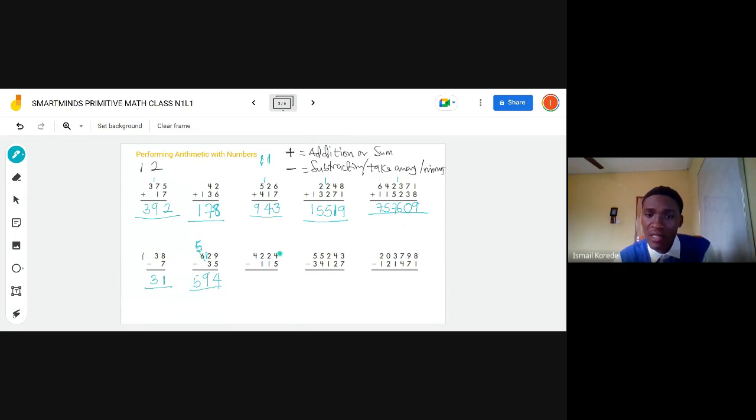So let's check for this. 4 minus 5 is not possible, so I have to borrow. I have 4 things. I can't remove 5 from 4, so I have to borrow from the next digit. So I'm going to borrow 1 from 2. So 2 becomes 1. And that 1 that I borrowed is going to become 10. So I'm going to add it to 4, and it becomes 14. So 14 minus 5 now is 9. 1 minus 1 is 0. 2 minus 1 is 1. Then I can drop my 4 because I have nothing in front. 4.